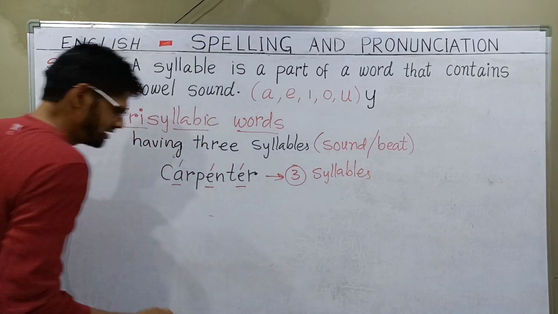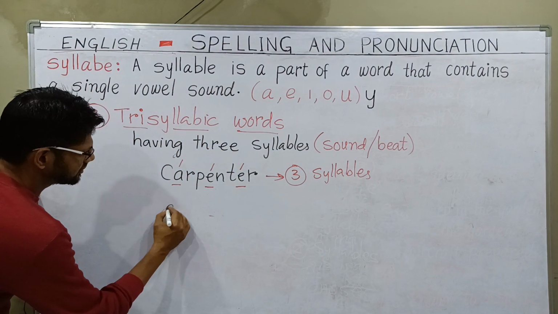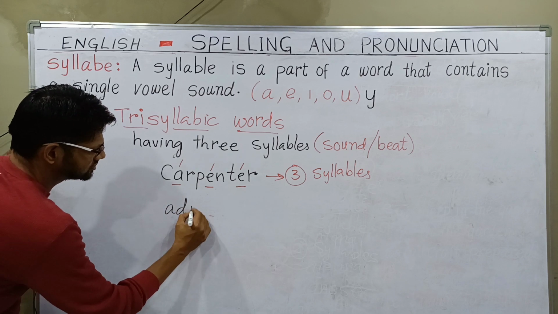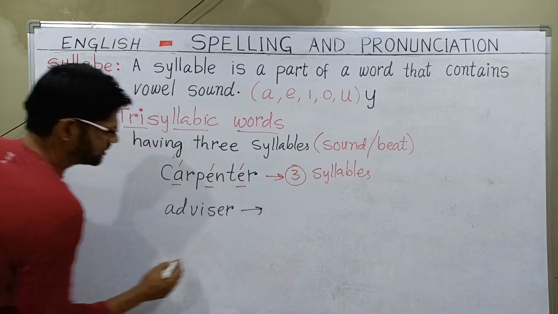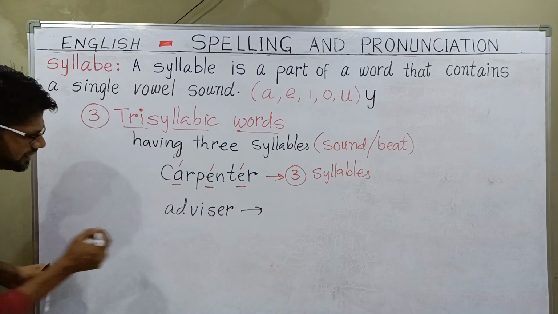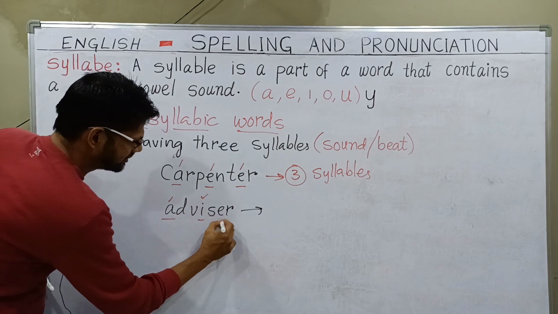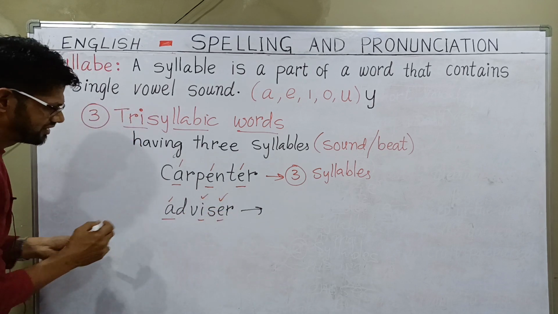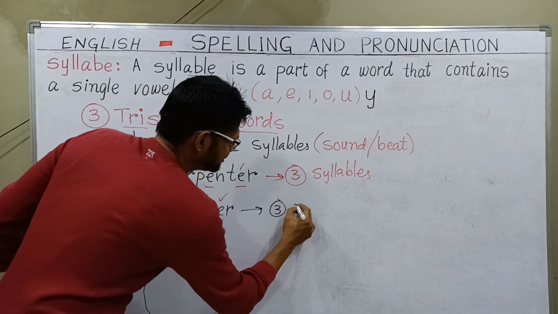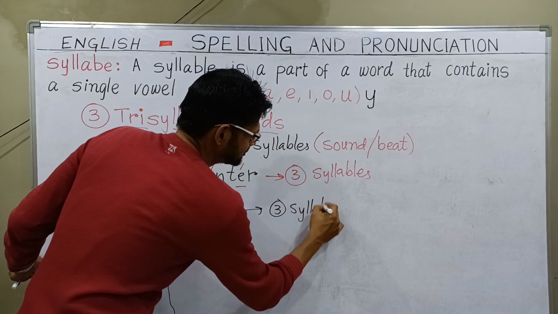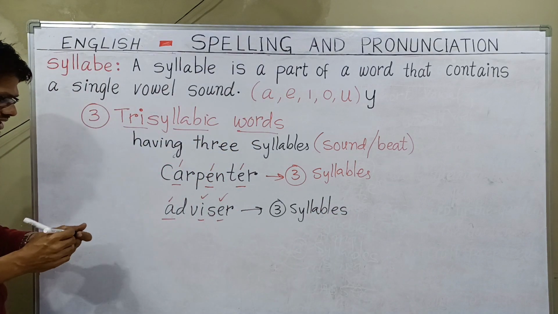3 syllables. If I write a few more examples, advisor. If I write the word advisor, you can easily notice that ad, a sound, vi, an I sound, and zor, an E sound. So we have 3 syllables. So we can write 3 syllables or trisyllabic word. Trisyllabic word, advisor.